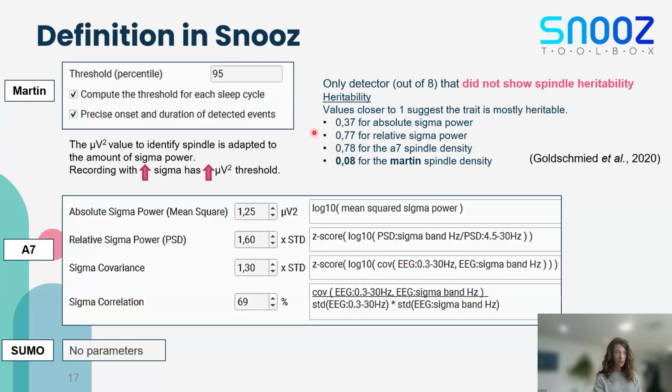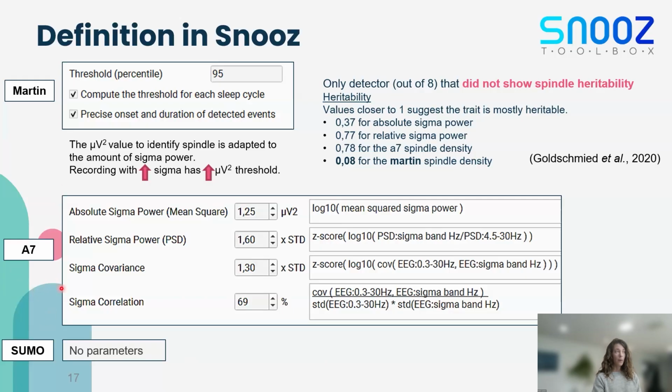So in more detail, these are the heritability scores, where a value closer to 1 suggests that the trait is mostly heritable, or close to 0.4 just for the absolute sigma power of the recording. It's up to 0.77 for relative sigma power, so representing the sigma activity emerging from the background. It was about the same for the spindle density estimated with the A7 detector, but was only 0.08 for Martin spindle density.